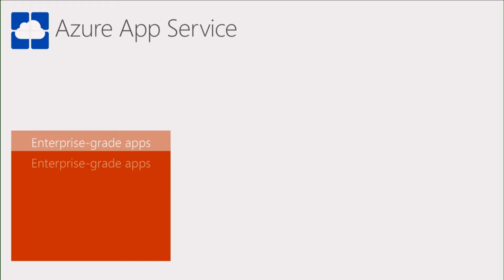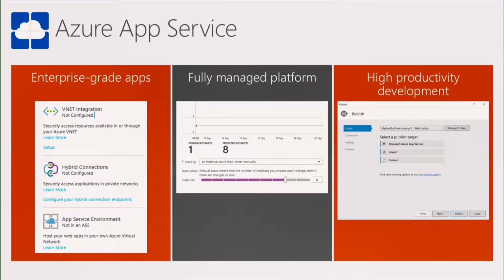So first, App Service. I already mentioned it's one of our most popular services in Azure. Over 1 million applications are running on App Service today, over 350,000 active users of App Service. It's a very easy way to get up and running, take advantage of the Azure platform for building web and mobile applications. And there are three primary benefits of why our customers say they take advantage of Azure App Service. It comes down to enterprise-grade application support, it's a fully managed platform, and it provides a high productivity environment for development.